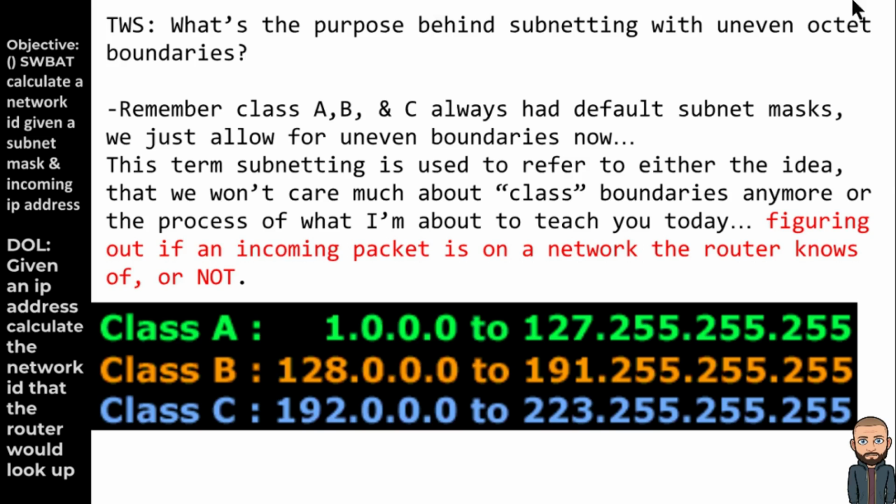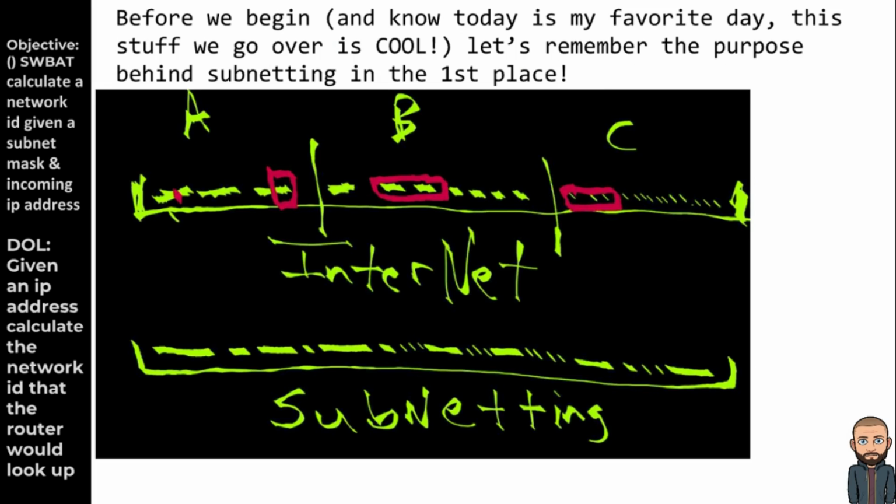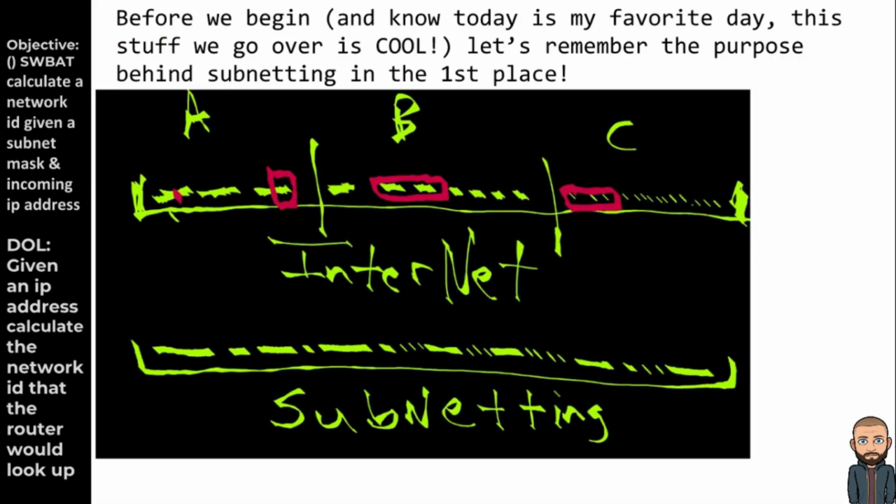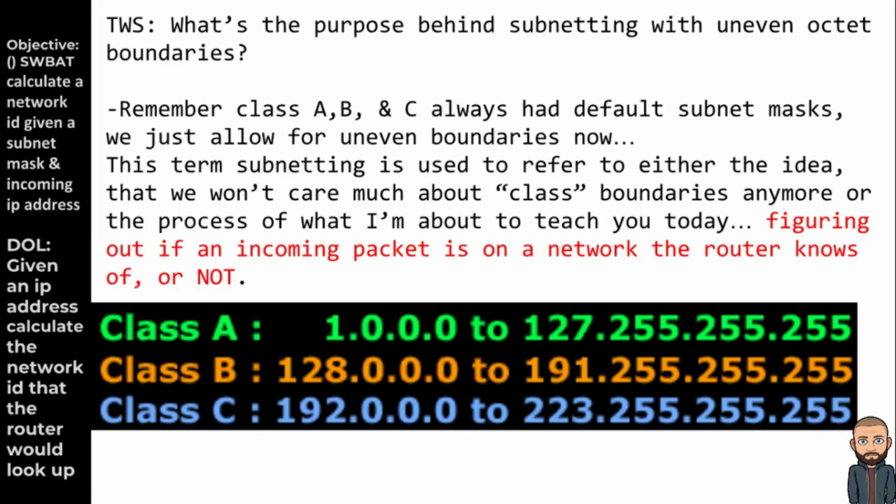Notice I wrote in here with uneven octet boundaries, so we're not doing this anymore. So what's the purpose of doing it the way I just told you about? And a quick note on the term subnetting: I've heard it used to refer to either the idea, like the bottom of that picture right there, or the skill I'm about to teach you today. That is taking that number and putting it into this mathy thing and coming out the other end with a network ID. See, the big objective of today is network ID.